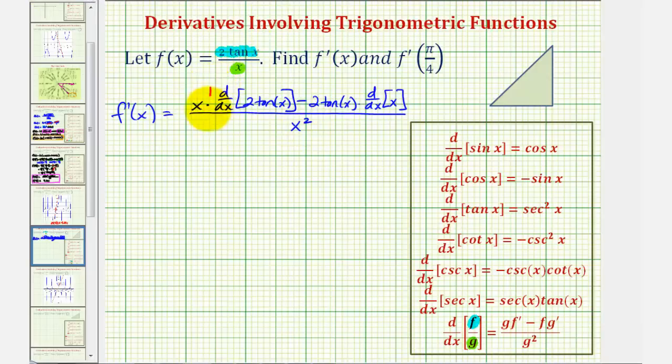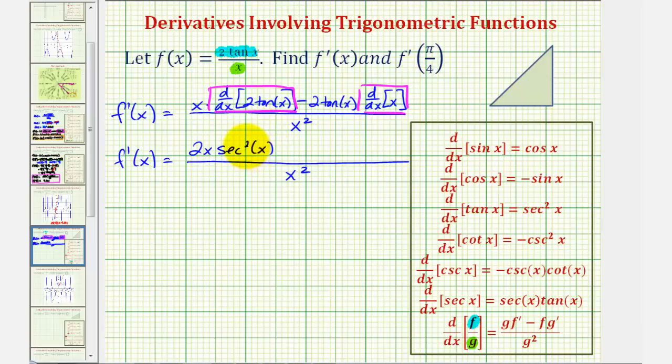And now we'll find the derivative here, and see if we can simplify. The denominator is still going to be x squared. The derivative of 2 tangent x would be 2 secant squared x. So this product would be 2x secant squared x. And then we have minus 2 tangent x times the derivative of x with respect to x, which would just be 1.